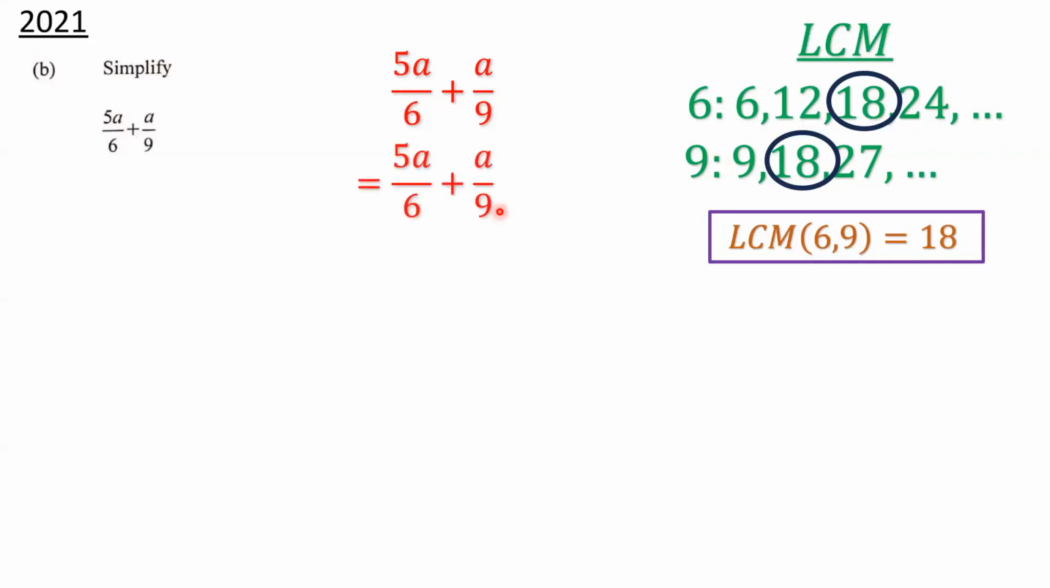And so we ask ourselves, what times 6 gives us 18? That's definitely 3. So we multiply the top by 3 and the bottom by 3. And what times 9 gives us 18? Well, that's definitely 2. So we multiply the top by 2 and the bottom by 2.